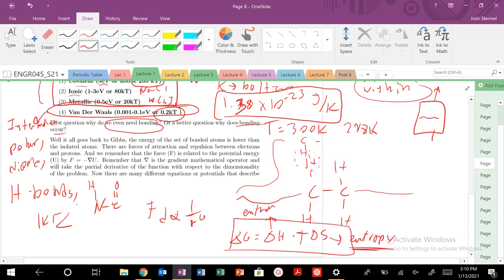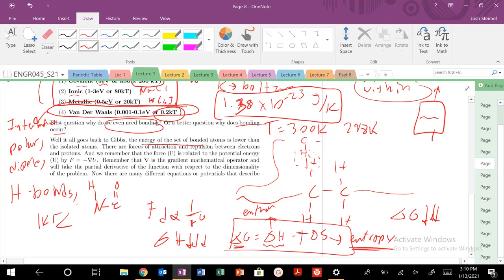We always want to maximize entropy. We want to minimize enthalpy. We want favorable interactions. But the biggest thing is we need delta G to decrease always. If delta G is decreasing, then that reaction is spontaneous. We always want to lower energy. So the reason atoms bond is because they lower energy. Bonding has favorable enthalpic interaction. It causes delta H to decrease, and you can see in this equation that's going to cause delta G to decrease.